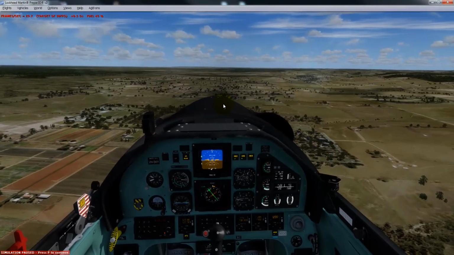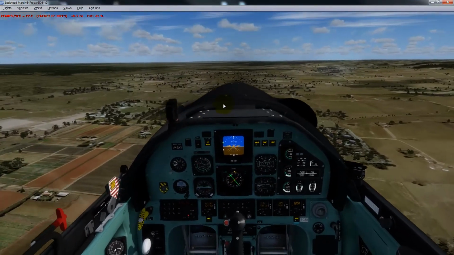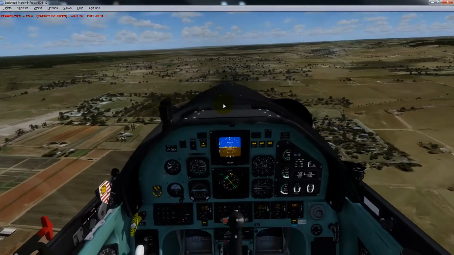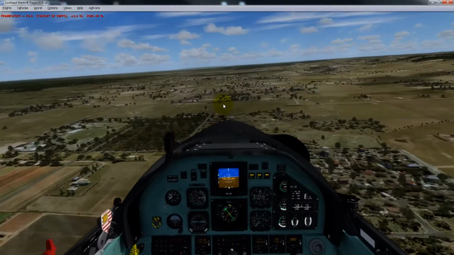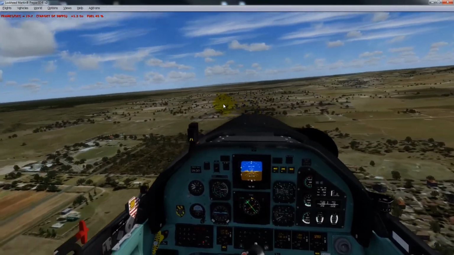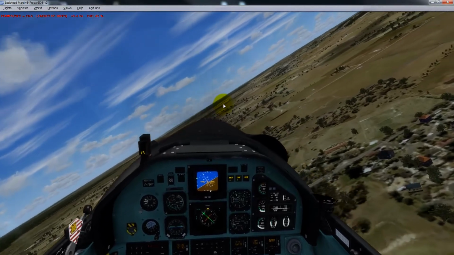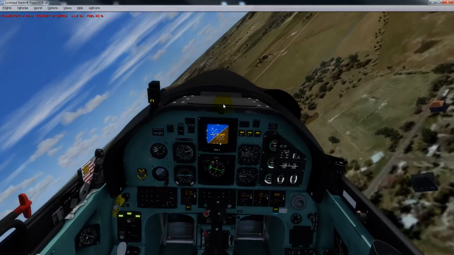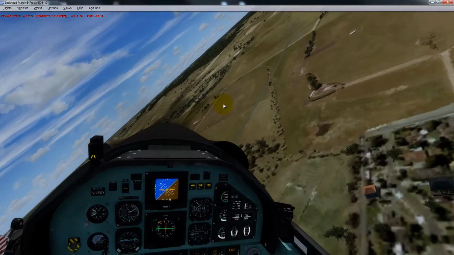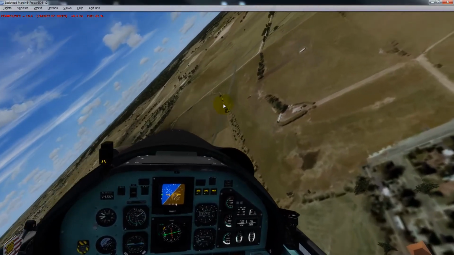I'm sorry about that, telephone call. So we're bleeding off our speed a little bit. We want to bring our gear down, our flaps down, and start into that base turn. So base, 3 green, full stop, because we're going to do a full stop landing this time.